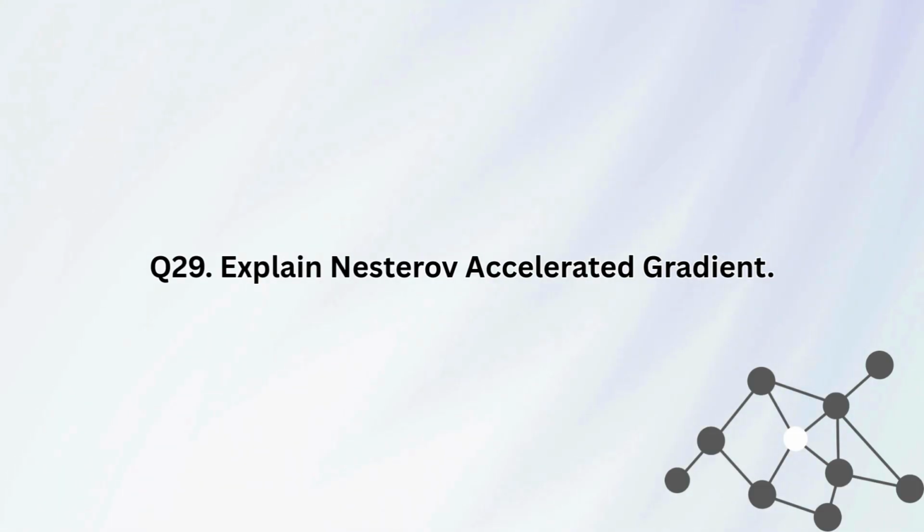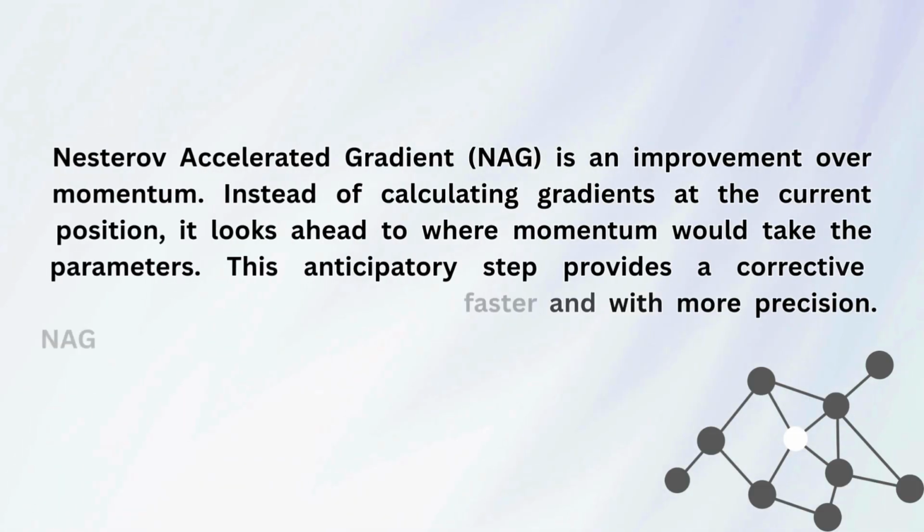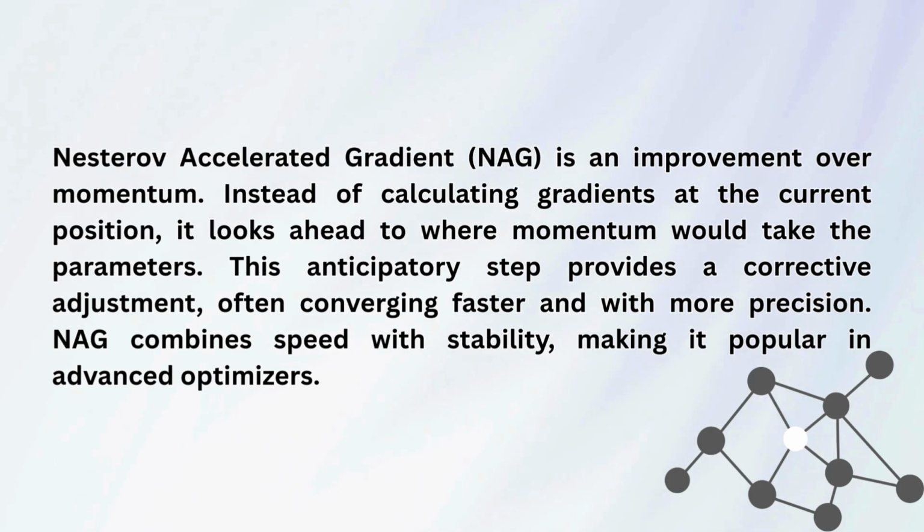Explain Nesterov accelerated gradient. Nesterov accelerated gradient, NAG, is an improvement over momentum. Instead of calculating gradients at the current position, it looks ahead to where momentum would take the parameters. This anticipatory step provides a corrective adjustment, often converging faster and with more precision. NAG combines speed with stability, making it popular in advanced optimizers.